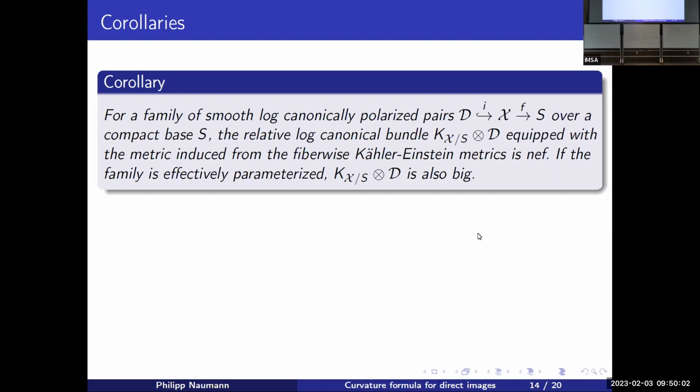By somehow compensating with this D, you get a metric with Poincaré-type growth. And then also by Boucksom's bigness criterion, you get bigness. But those results only hold for a compact space, so I need to assume here a compact base S, which is maybe in applications rather rare, but still then you have this other result for this K_X prime. Okay, and then you can somehow put those things together.